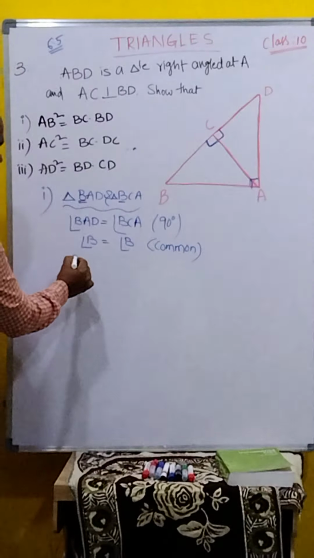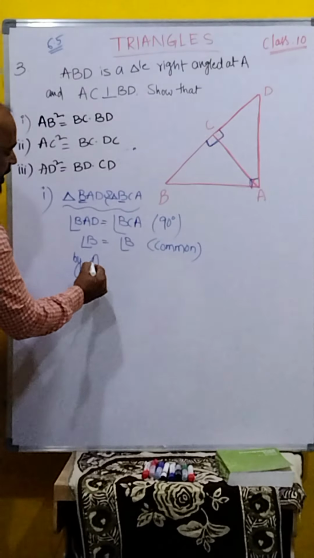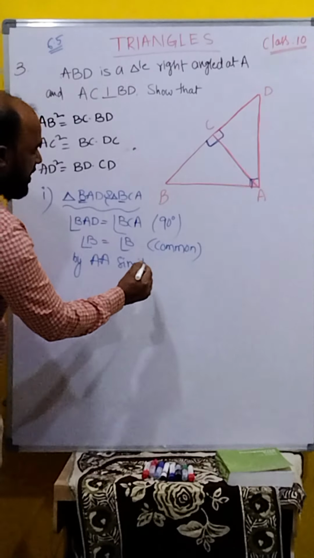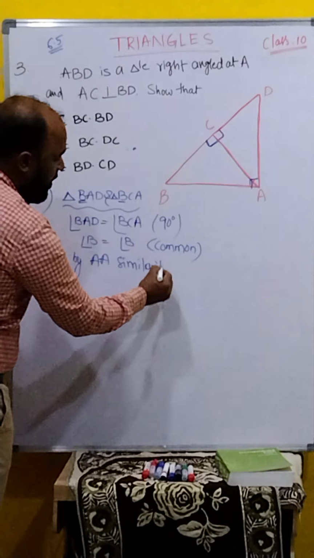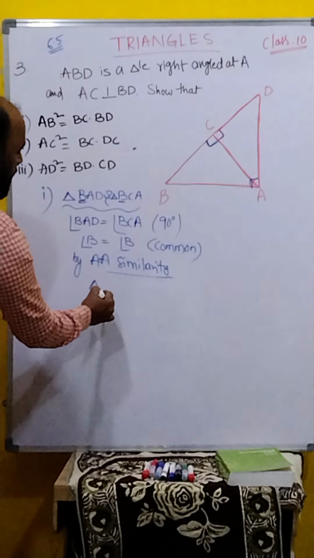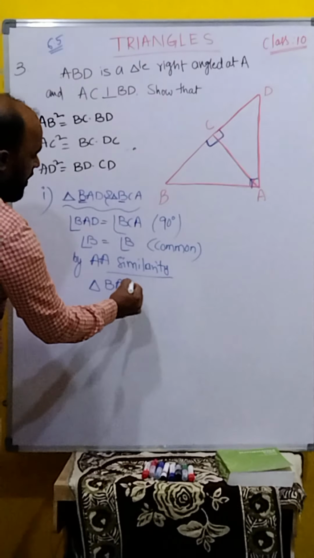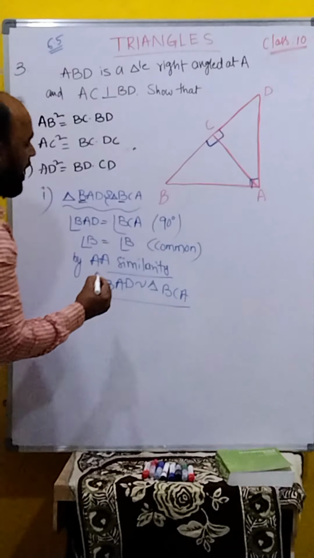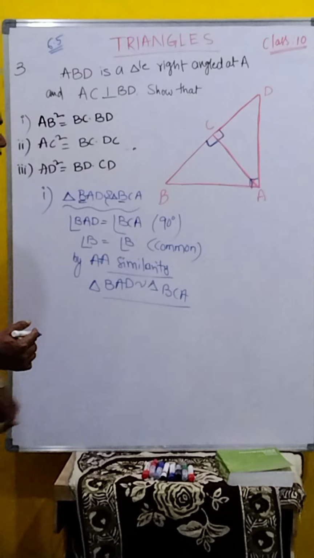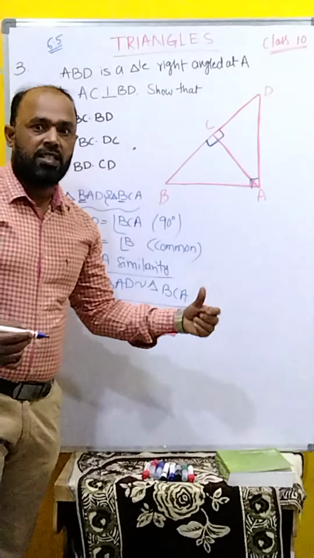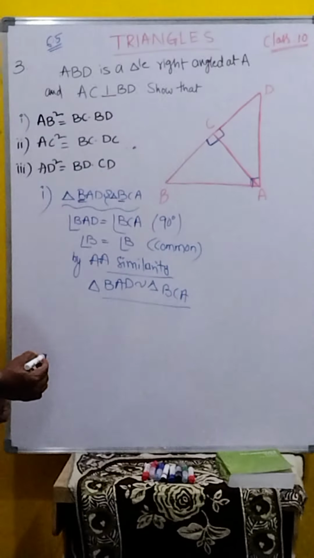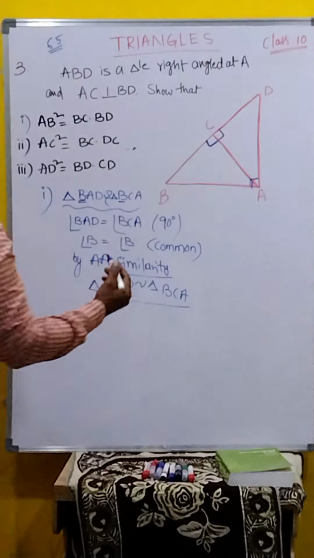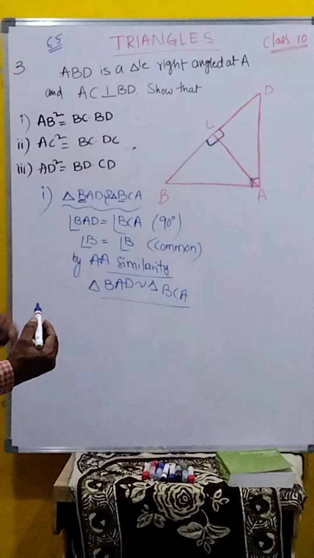Yes, by AA similarity criteria, triangle BAD is similar to triangle BCA. If two triangles are similar, then sides are in proportion. That we have to do.